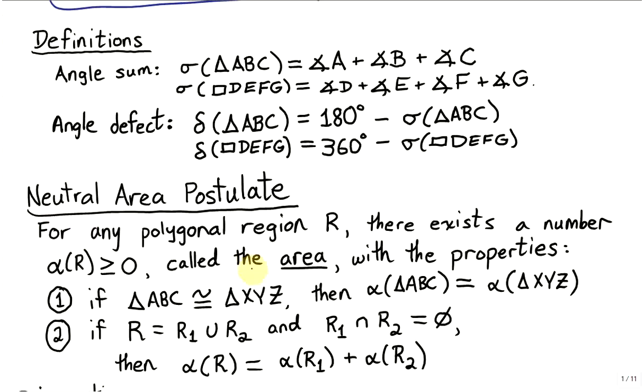For any polygonal region R, there has to be a number associated with R. We'll call that alpha of R, and it'll be a non-negative number called the area. The area function should have the following properties. First, given two congruent triangles, they should have the same area. And second, if a region R can be written as the union of two subregions, and those subregions do not overlap, in other words, the intersection of those regions is the empty set, then the area of the entire region should be the sum of the areas of the component regions.